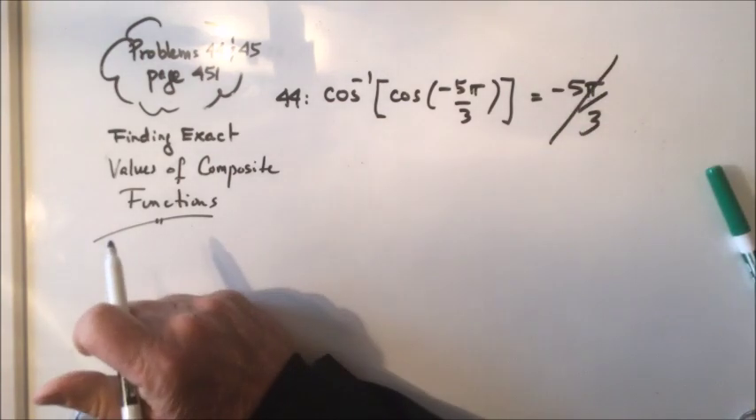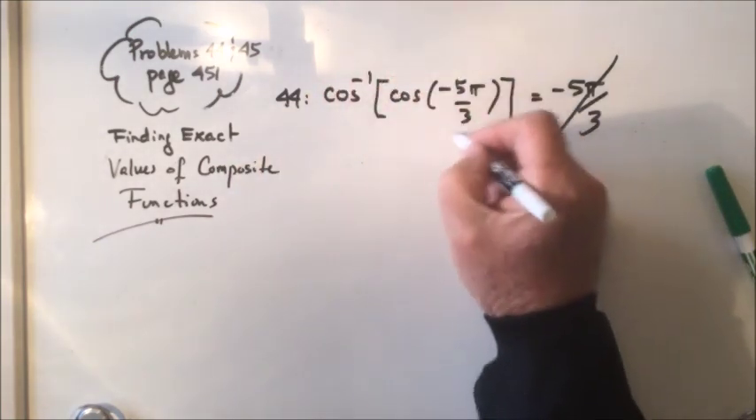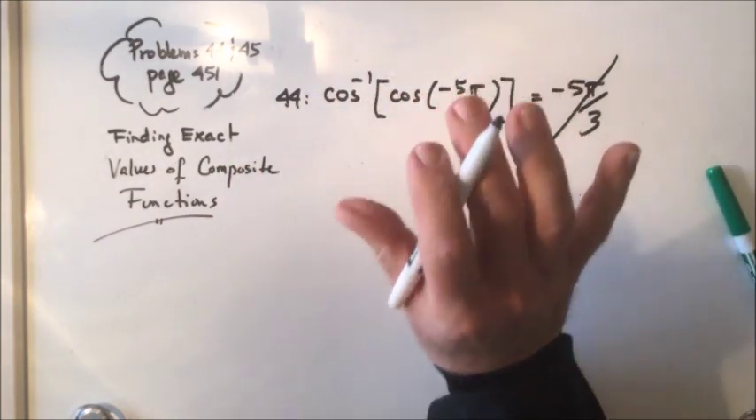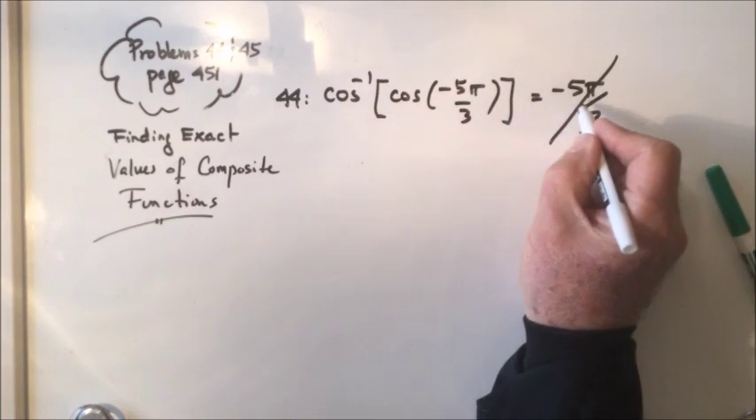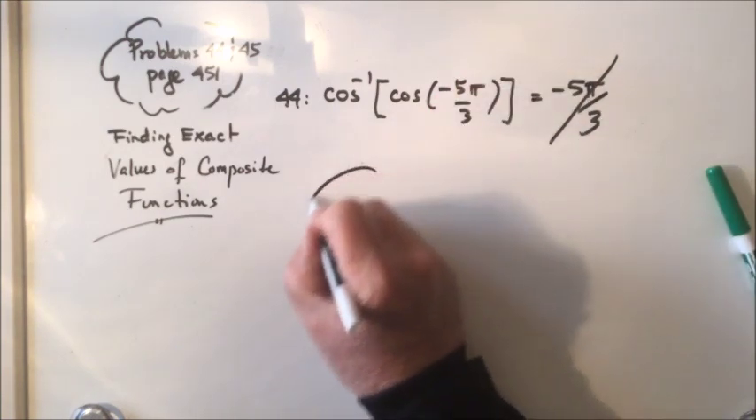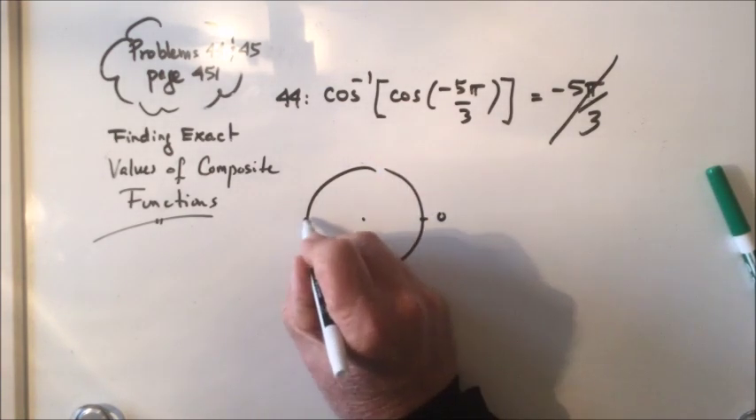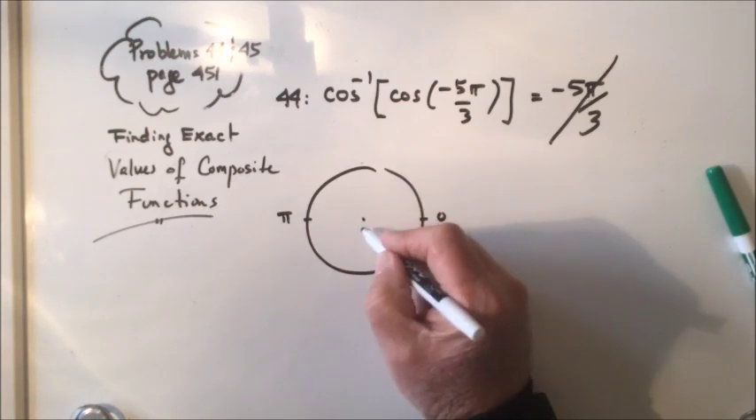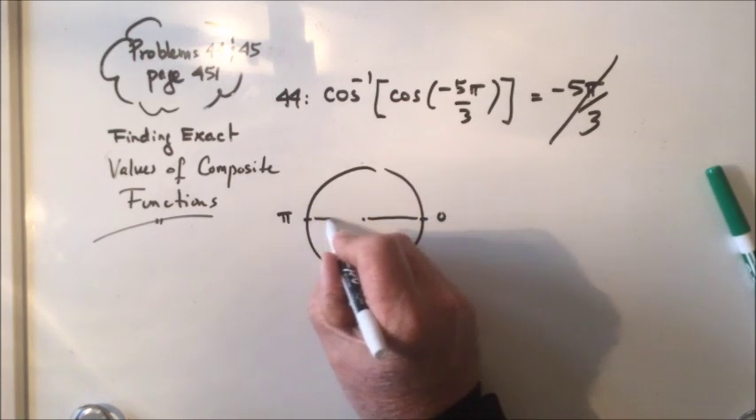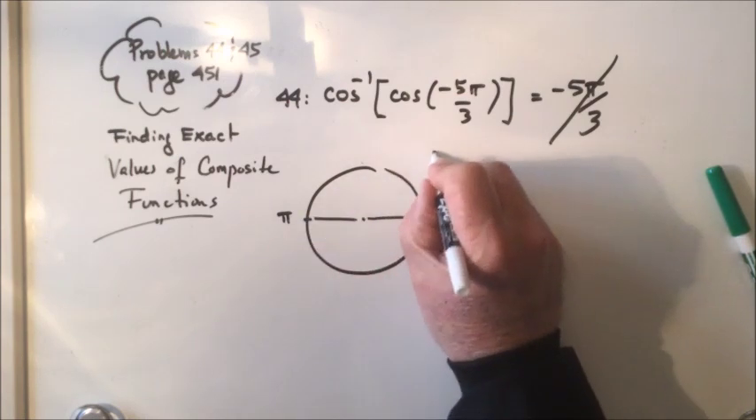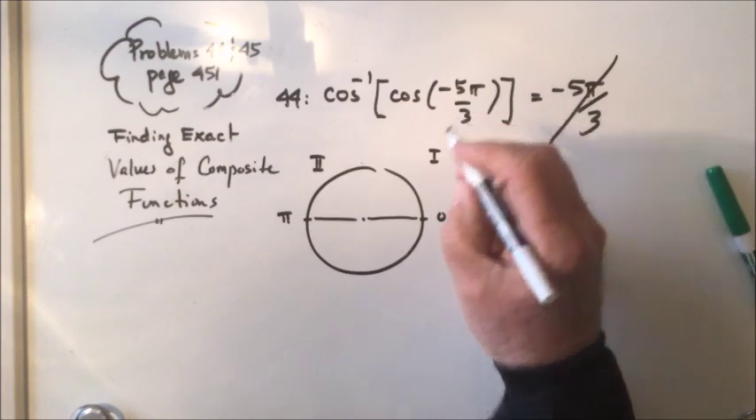Partial credit for trying, because you have to make sure that this value is inside the restricted domain of the cosine in order to proceed in that manner, and it's not. How do we know that it's not? I got a unit circle, I got 0, I got pi. The theta that we're talking about better fall somewhere between this angle and this angle, somewhere up here in quadrants 1 or 2. But where is minus 5 pi over 3?